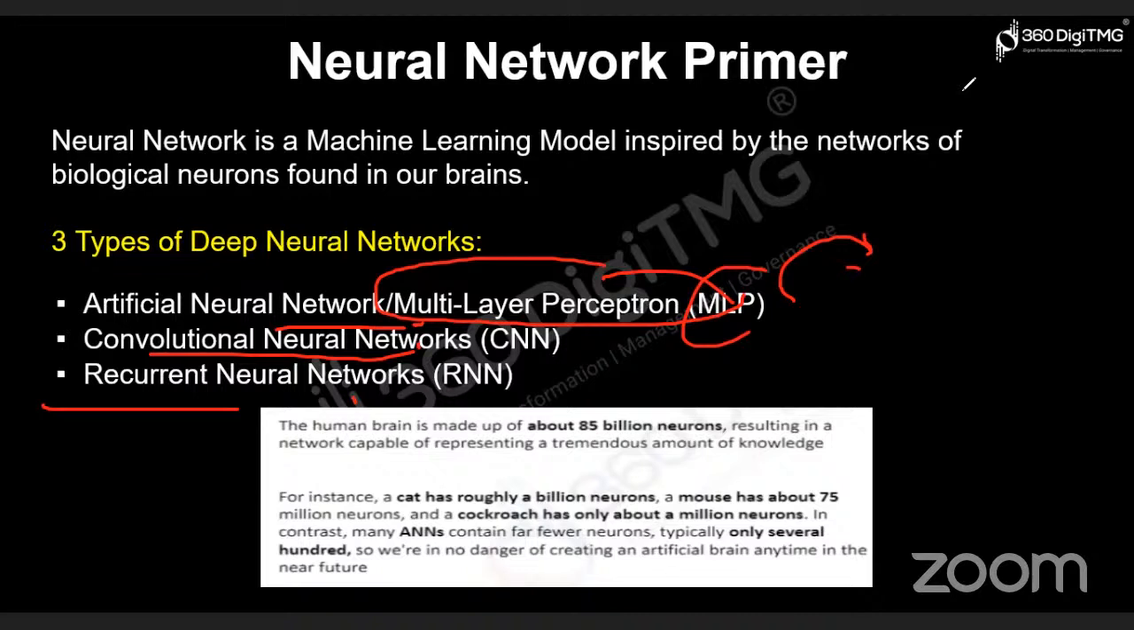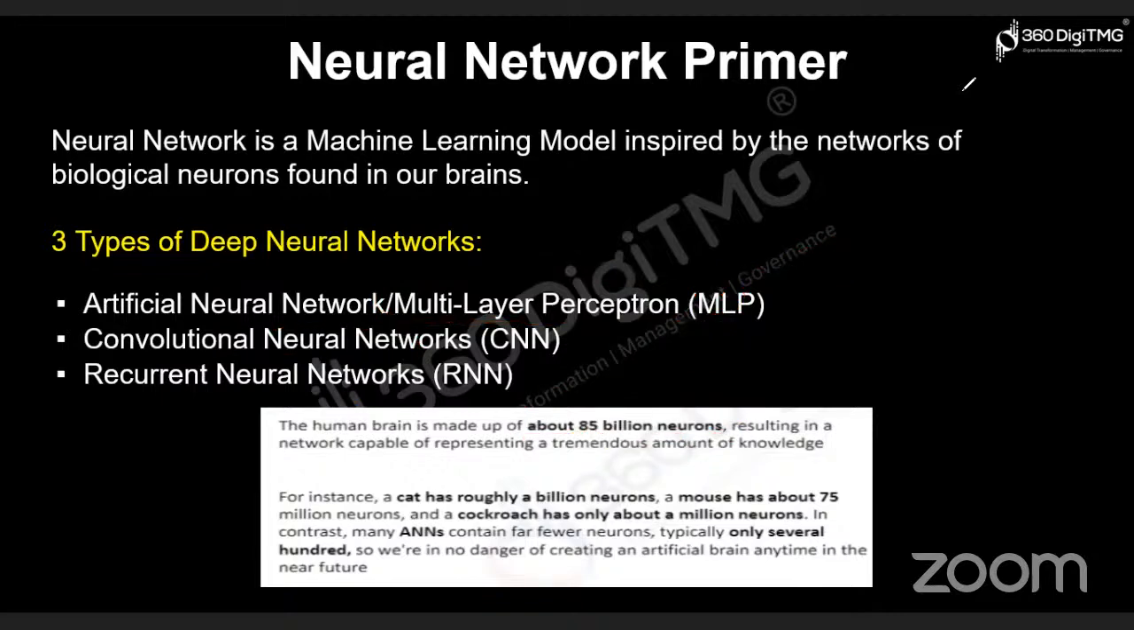A quick fact: a human brain is made up of about 85 billion neurons. 85 billion neurons. Just imagine how much.